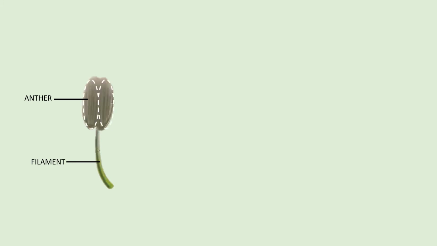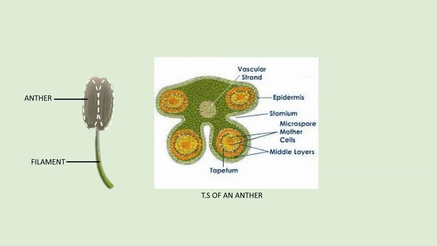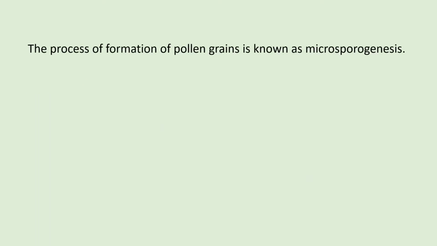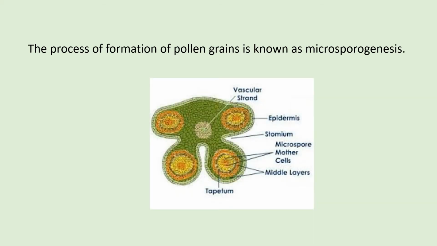Internally, this dithecous anther is tetralocular, that is, it consists of 4 chambers, called microsporangia, or pollen sacs, or pollen chambers. The process of formation of pollen grains is known as microsporogenesis. Microsporogenesis takes place inside the microsporangia, or the pollen sac.